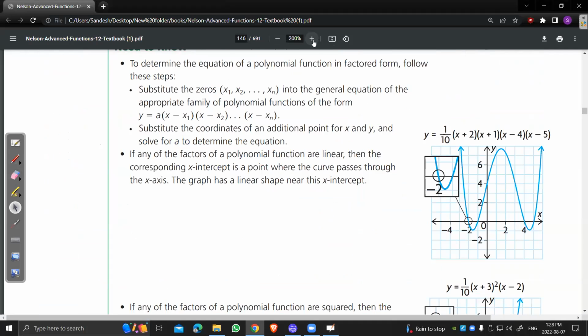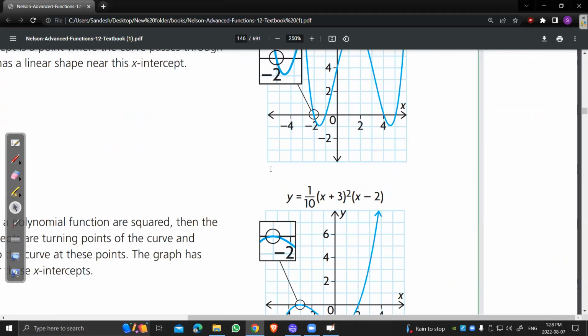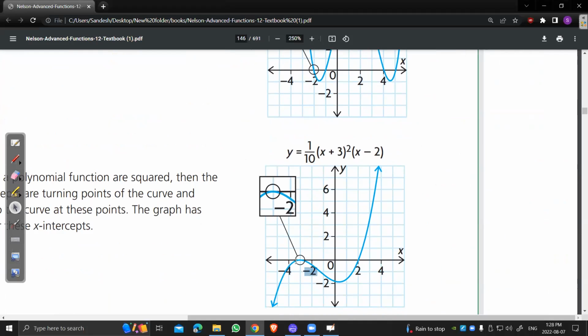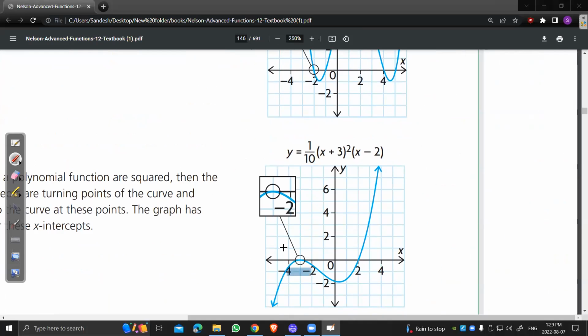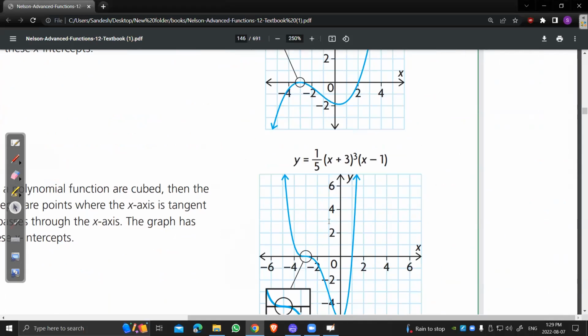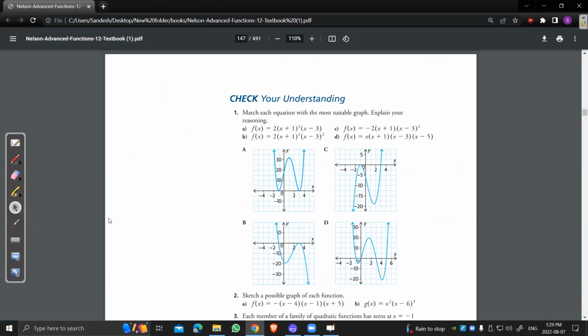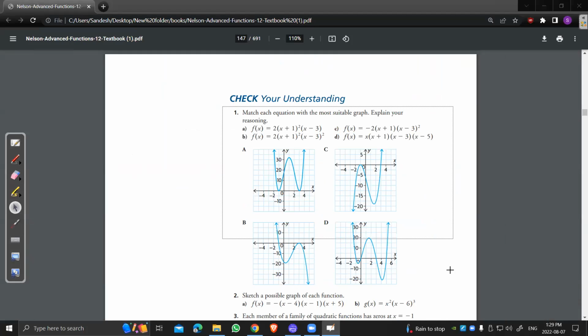So here's the idea. If it crosses, you see at negative 2 it's just crossing, it's going to become x plus 2, to the power of 1 because it's simply crossing. But if there's a turning point, as you can see here at the circle, then it has a degree 2, it has a root of 2. This x-intercept of negative 3 becomes x plus 3 squared, because it's a turning point. And if there's a mini cubic function, as you can see here at the negative 3, which becomes plus 3, then it's cubed, okay? Good so far?